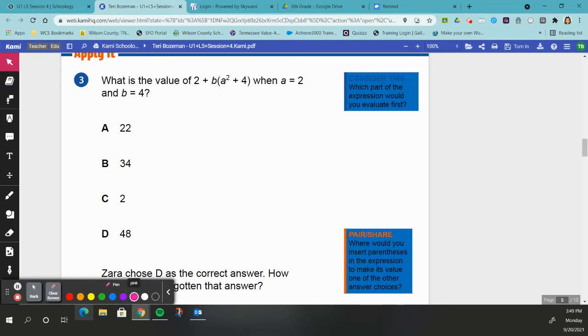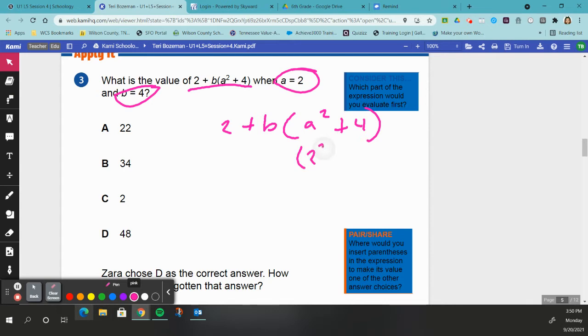All right, for number 3, we have an expression, and they want us to substitute a value for a and then substitute a value for b. So we have 2 plus b times a squared plus 4. So a is going to be 2, so that's 2 squared plus 4. b is going to be 4. Let me bring down our other pieces to our expression.